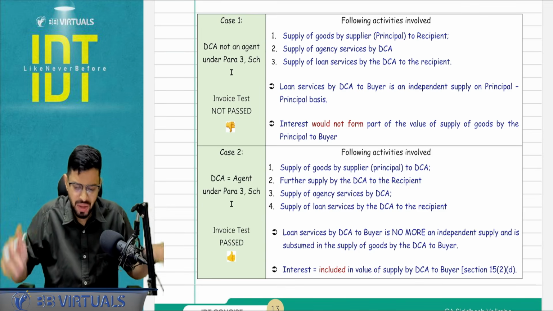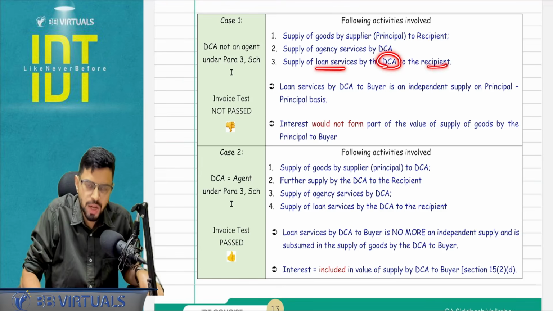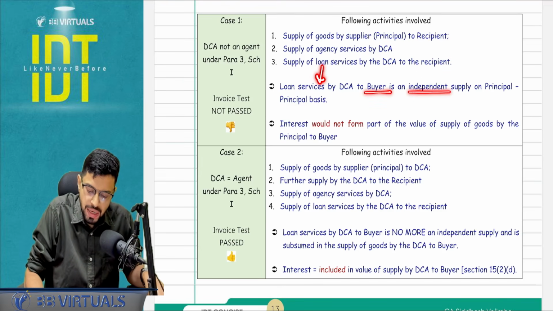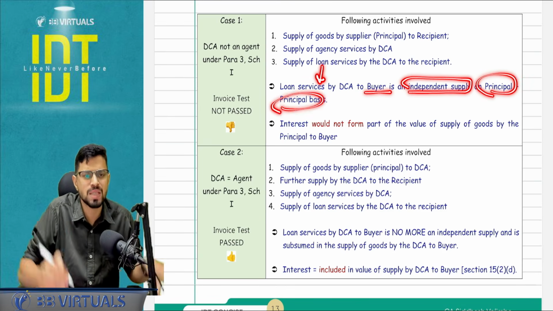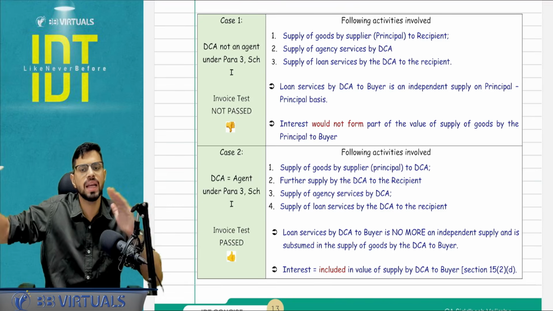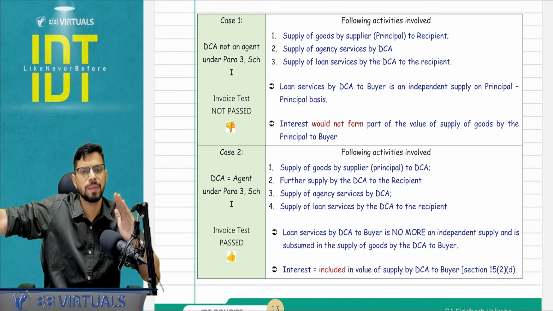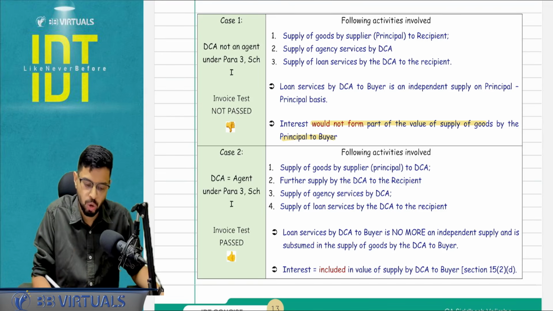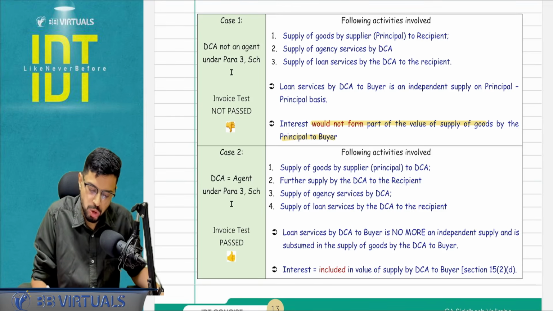It's a normal commission. And loan which is given by BB sir to SK sir. So here that loan will be considered as an independent supply on P2P basis, means two different people are dealing in it. It's an independent supply. So this interest will not form part of the value of the supply of goods. And extra, I told you that in chapter number 4, I'm also going to be exempting the interest. Ultimately in chapter number 4, this will be exempt. That is something extra that I have told you.